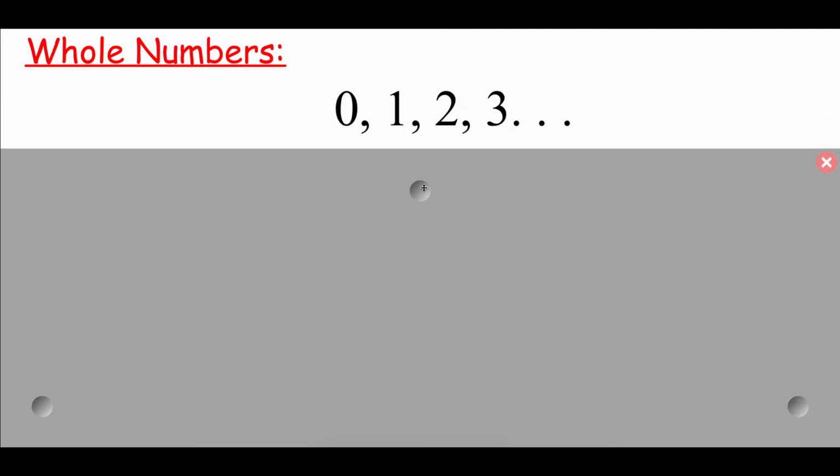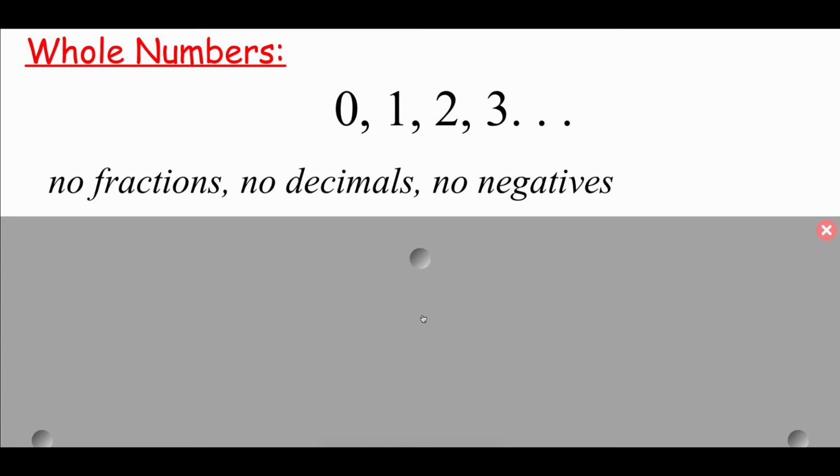Now the next thing we're going to talk about, there's actually different kinds of numbers. And the first type of number that we're going to talk about are whole numbers. And whole numbers are numbers like 0, 1, 2, 3, so on and so forth. Okay, there's no fractions, there's no decimals, and this also doesn't include any negative numbers.